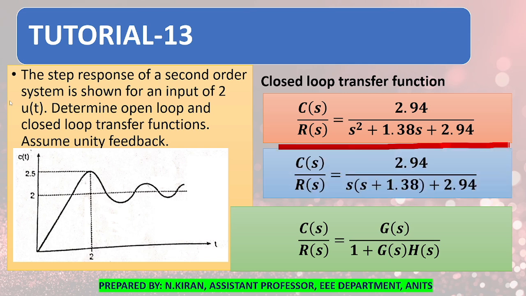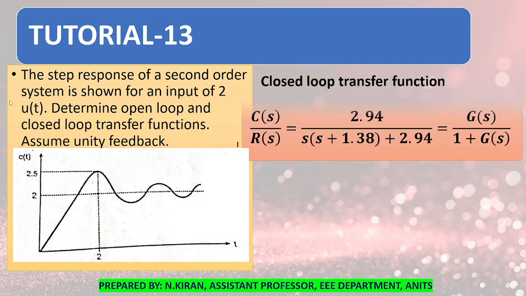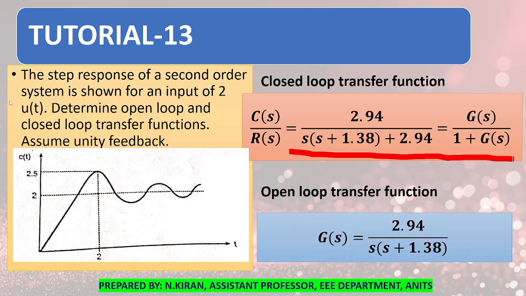So this we know that it is G of s by 1 plus G of s into H of s. H of s is nothing but 1 because it is given as unity feedback. This term I can rewrite as s into s plus 1.38. Since H of s value is 1, this expression can be written as G of s by 1 plus G of s, and cross multiplying, that will give me the expression for open loop transfer function G of s to be 2.94 by s into s plus 1.38.